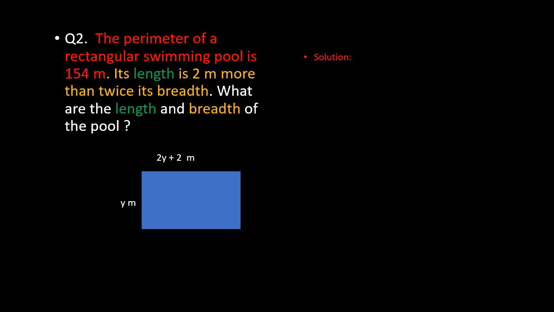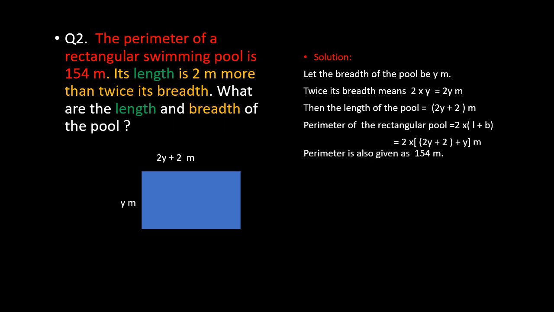Here we have to take the smallest quantity as y. Here see, breadth is smaller than length. And also another clue is there. See the word than. After that we have the word breadth. So this term we have to consider as y. Let the breadth of the pool be y meter.